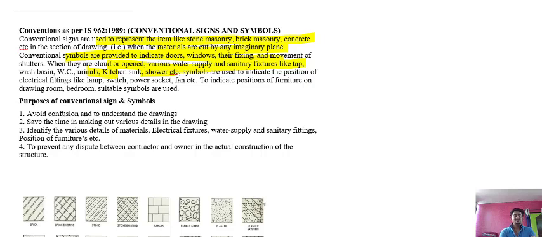Now, what is the purpose of conventional signs and symbols? First of all, to avoid confusion and to understand the drawing. When you are making any drawing, it should be such that there is no confusion, and the one who is seeing that drawing must easily be able to understand what you want to make out of your structure. Second, to save time in making out various details in the drawing.